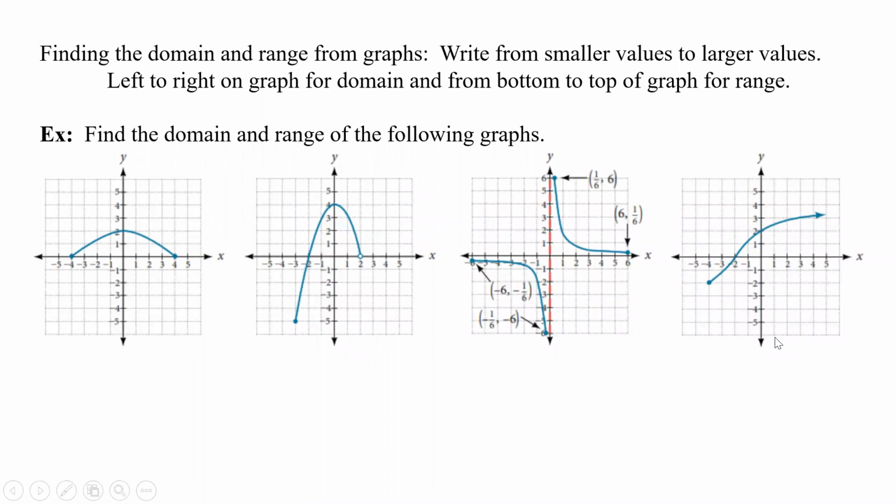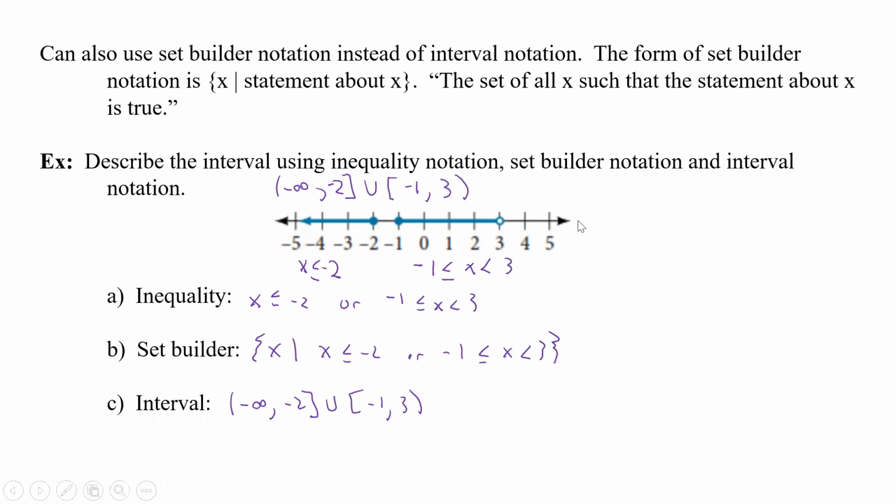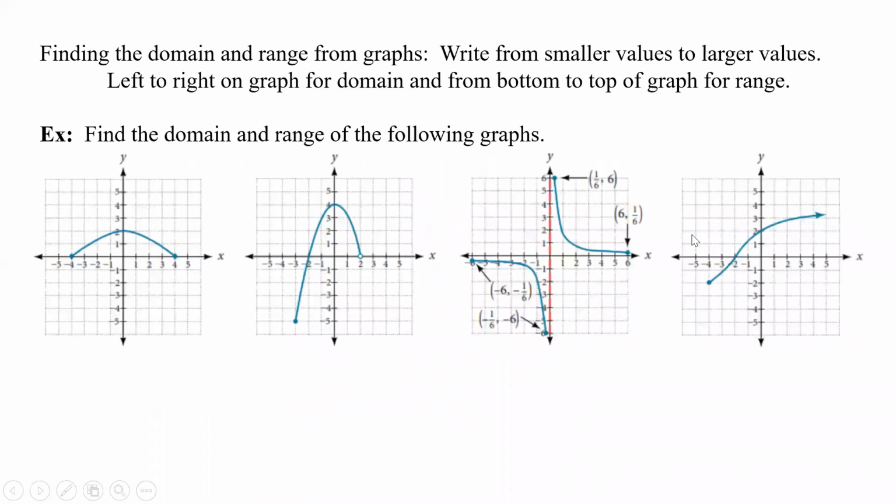All right, we can also find domains and ranges from graphs. What we always want to do is write from the smaller values to the larger values. If you think about what I've been doing on the number line, I'm going from the left to the right, so smaller to larger. And so it's going to be left to right on the graph for the domain, because remember, the domain is our x values. But the range is the y values, and the smaller ones are down here, the larger ones are up here. So we're going to go from the bottom to the top for the range. So what we want to do is find the domain and the range for each of these.